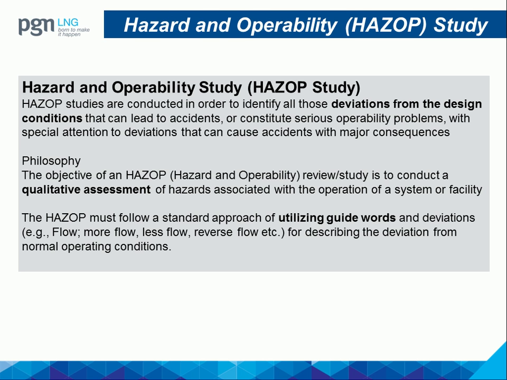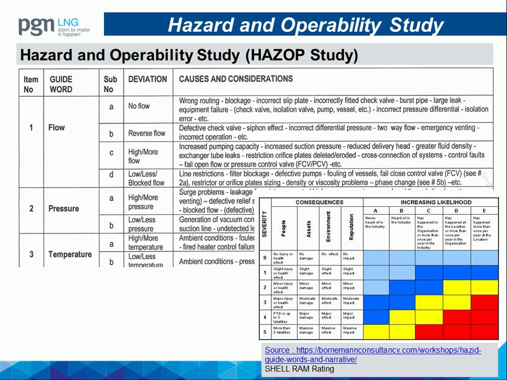The next one would be hazard and operability studies. This is more deep down. Normally it's based on the P&ID of the design, so the real design, and basically it is done to identify all those deviations from the design condition that can lead to an accident. The objective is to conduct a qualitative assessment of hazards associated with the operation of a system or facility. And there is a standard approach using guide words, like what I showed you in this presentation.